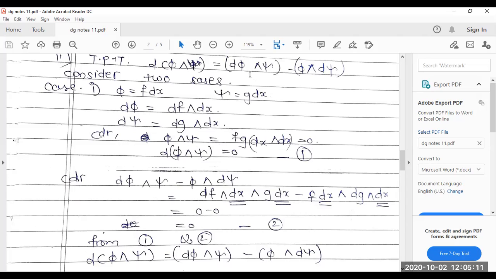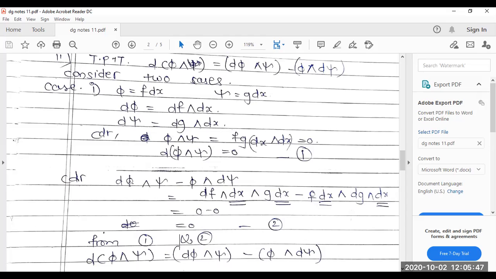Now let us evaluate the second term, d phi wedge psi minus phi wedge d psi. For this, first we will evaluate d phi and d psi. Simply you can write this as df wedge dx and dg wedge dx. And this you can have with the help of the last theorem. We have proved how to write down the exterior derivative of any one form phi. It is written as df wedge dx, and here psi is equal to g dx, then d psi is equal to dg wedge dx.